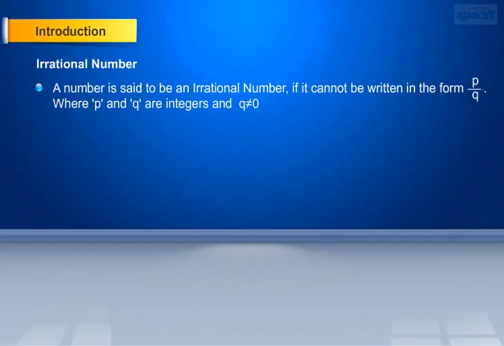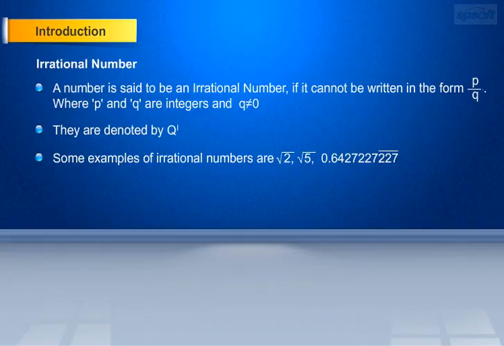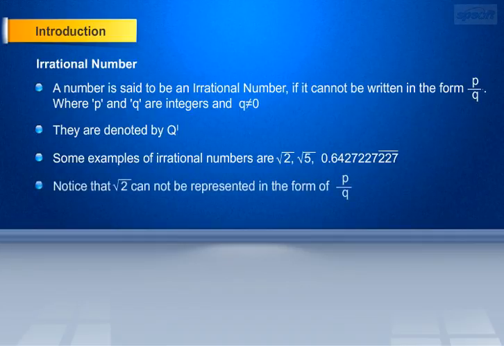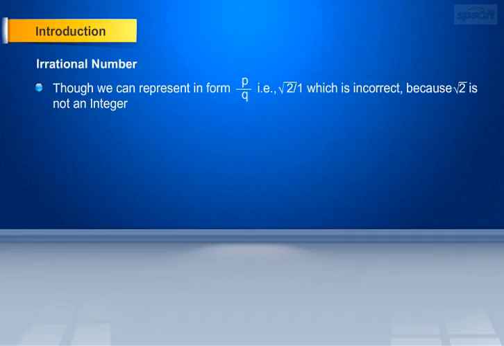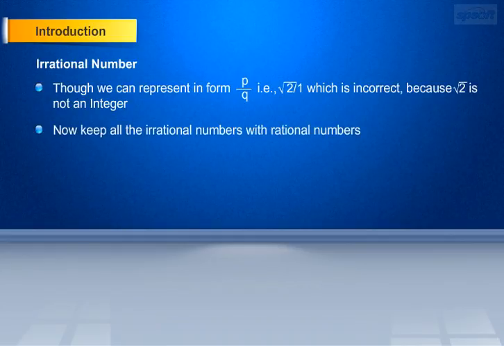Some examples of irrational numbers are √2, √5, 0.6427227227. Herein, in 0.6427227227, 7 is repeating again and again, so it is indicated by a bar. Notice that √2 cannot be represented in the form of p by q. Though we can write it in the form p by q, that is √2 by 1, which is incorrect, because √2 is not an integer.